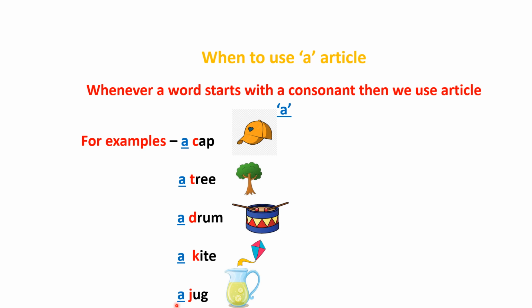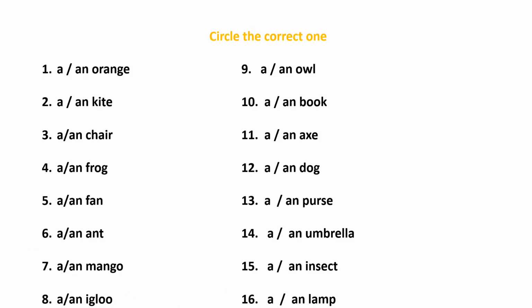J is also a consonant, that's why we have used the article a. Now, I hope it is clear that when we have to use the article an and when we have to use the article a. Hum a article tab use karenge jab koi word consonant se start hota hai. Theek hai? Tabhi hum a article use karenge. Now, let's start with an activity, right? Here, you can see I have written both the articles A and An, right?